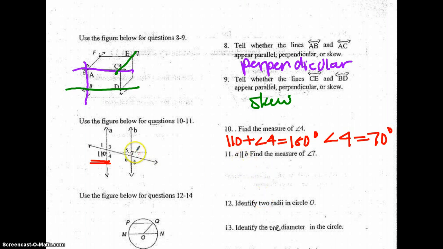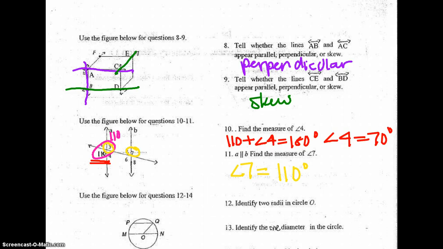Assume A and B are parallel. Find the measure of angle 7, which is over here. So angle 7, I would first start by saying angle 110 and angle 3 are vertical angles, and vertical angles are equal, which would make angle 3 110. And then angle 3 and angle 7 are corresponding angles because they're matching. And I know corresponding angles are equal, so the measure of angle 7 is 110 degrees.